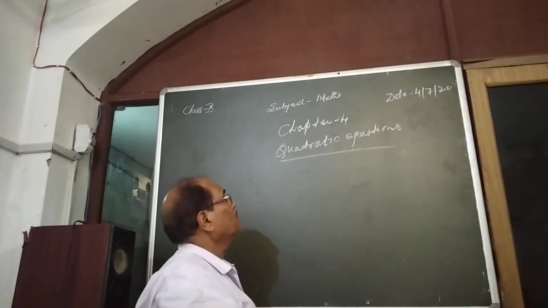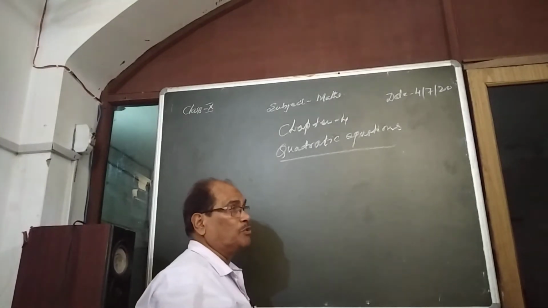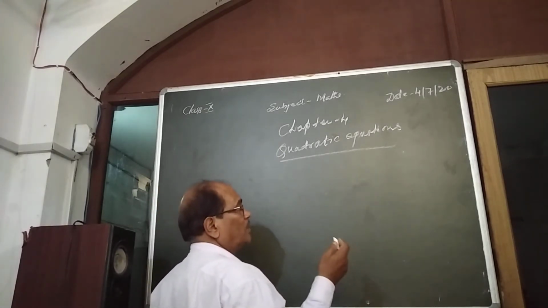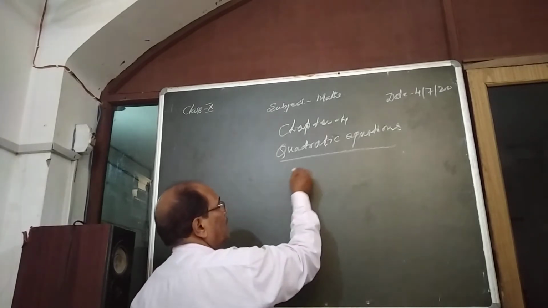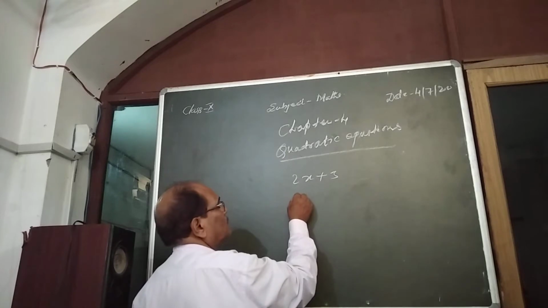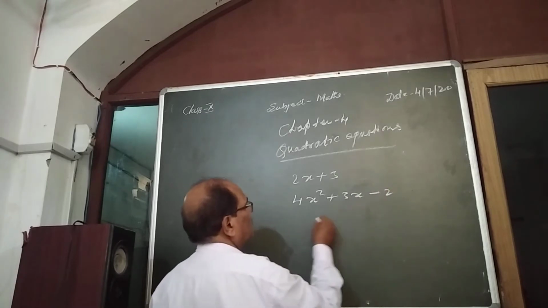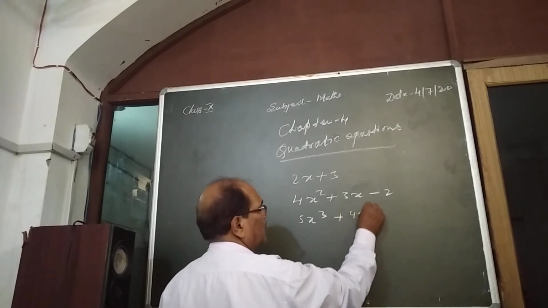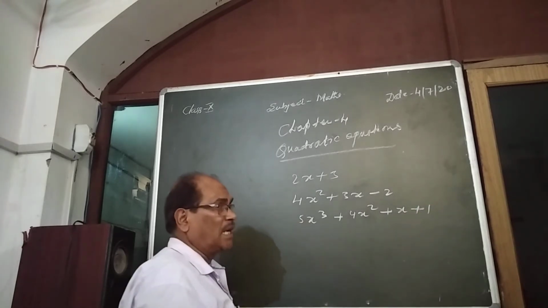Before starting the quadratic equation, you should know what a quadratic polynomial is. A polynomial having one variable and second degree is called a quadratic polynomial. Here I am writing some examples: 2x plus 3, another example 4x square plus 3x minus 2, and 5x cubed plus 4x square plus x plus 1. Three examples I am giving you here.